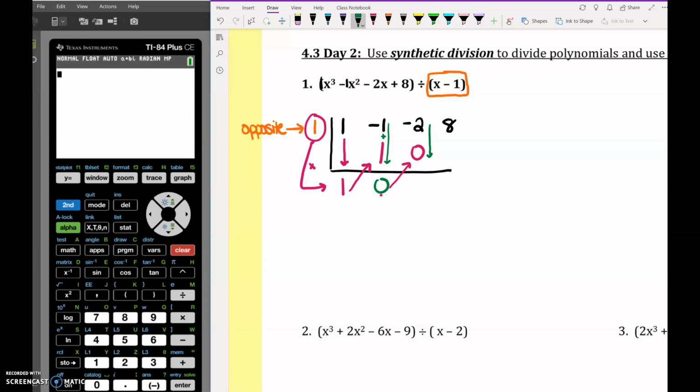And then we add straight down. Negative 2 plus 0 is negative 2. Then we multiply again. 1 times negative 2 is negative 2. And then we add 8 plus negative 2 is 6. This last number is always your remainder. If there's no remainder, that number would be a 0.